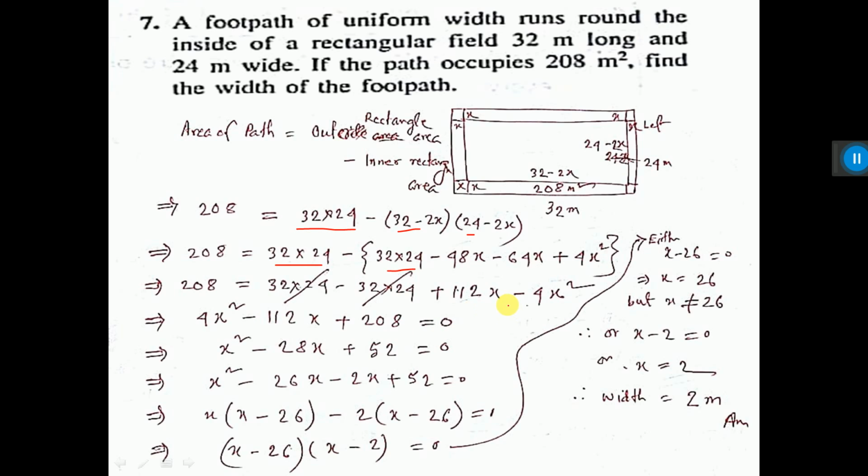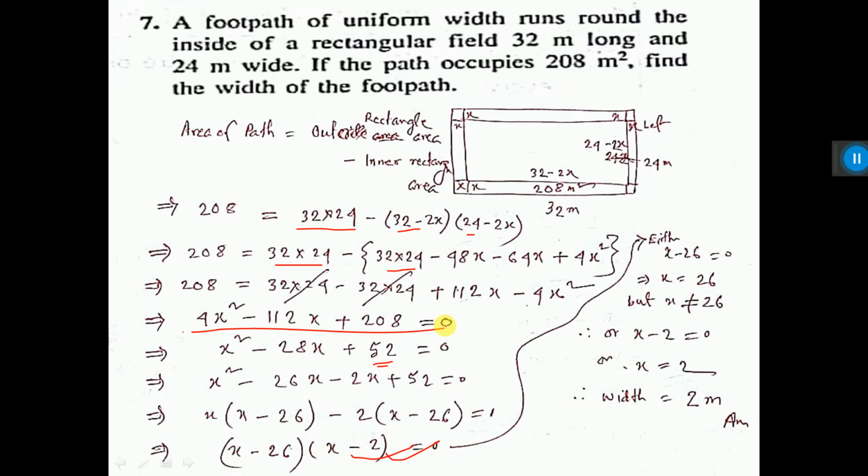Now take everything to the left hand side, then divide the whole equation by 4. So it is reducing the numbers and the calculation will be very easy. Now see, middle term break factorization. 26 times 2 is 52, so it is coming like this. So two factors we have got.